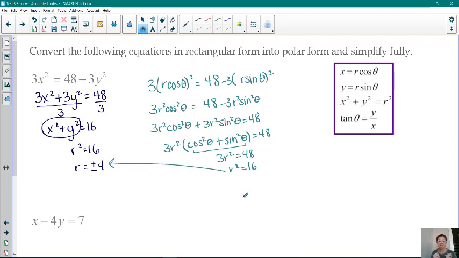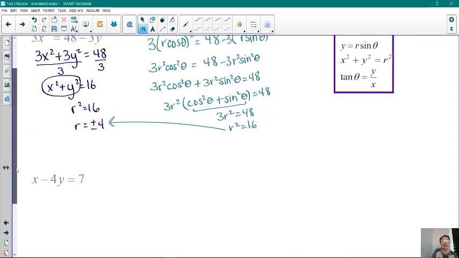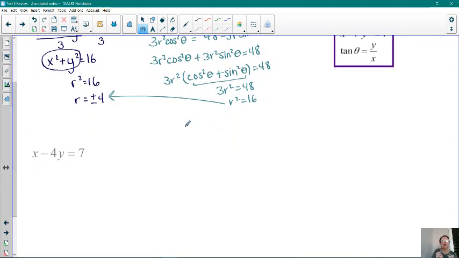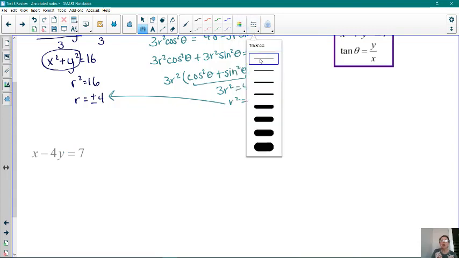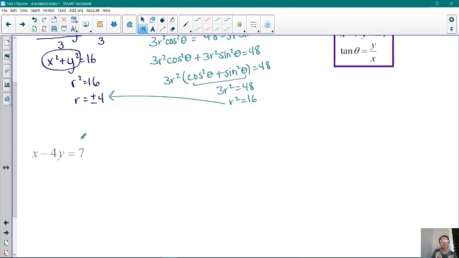which takes us back over here. All right, let's take a look at another example. We have x minus 4y is equal to 7. So we have these same substitutions that we can do, remembering that x is equal to r cosine theta and y is equal to r sine theta. So r cosine theta minus 4 times r sine theta is equal to 7.